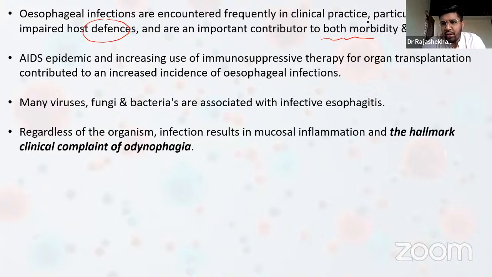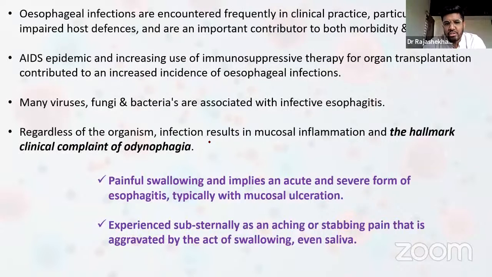Many viruses, fungi and bacteria are associated with infective esophagitis, and whatever the organism, the infection results in mucosal inflammation and a clinical hallmark complaint of odynophagia. So any patient who comes with odynophagia, in whom an upper throat or oral cavity cause has been ruled out, needs to be suspected of having esophagitis. What is this odynophagia? Odynophagia is painful swallowing, and it implies an acute and severe form of esophagitis, typically with mucosal ulceration. It correlates with the mucosal ulceration seen on endoscopy, and it depicts that the esophagitis is an acute and severe form.